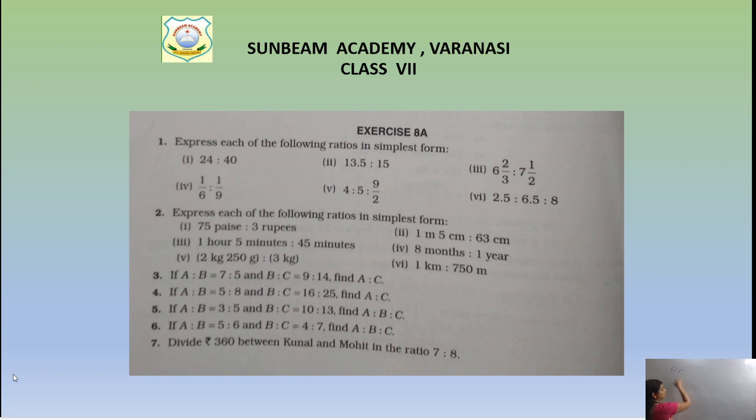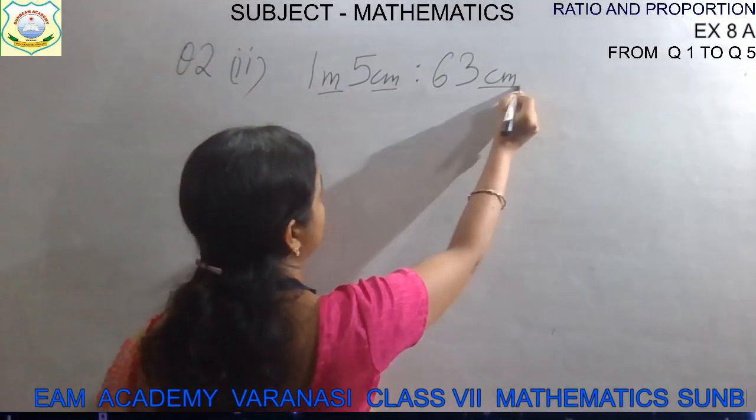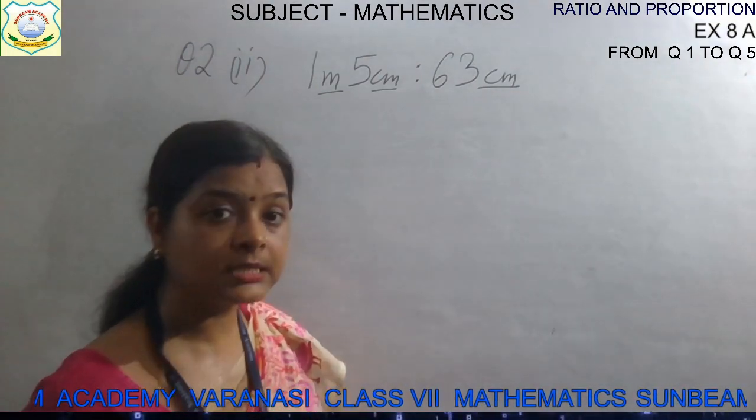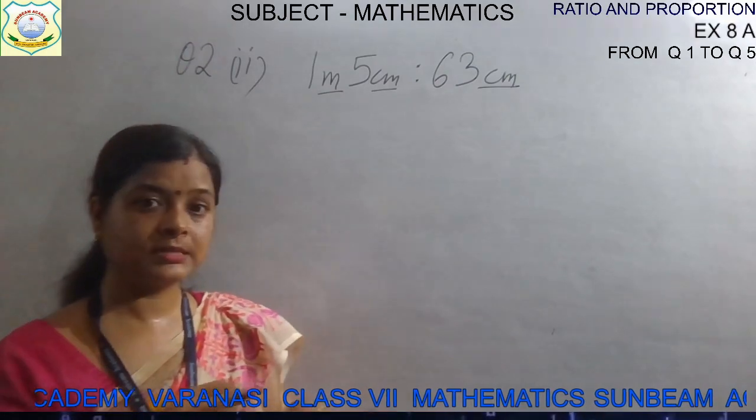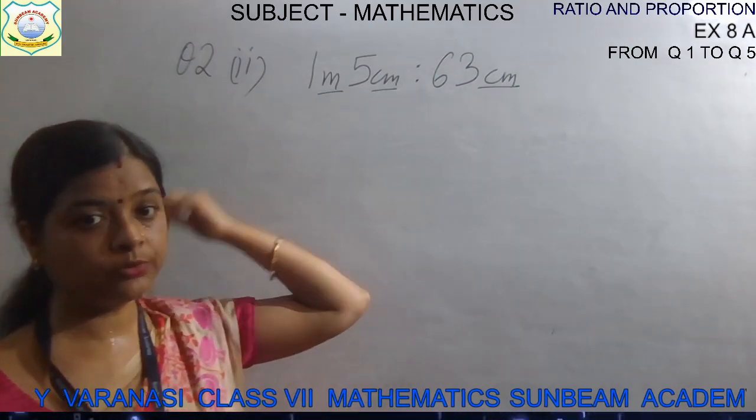second part. It is 1 meter 5 centimeter is to 63 centimeter. Okay, children. If you see, the following ratio is given, but the units are not the same. Somewhere it is written in meter, somewhere it is written in centimeter. So what will we do? We will first convert the units onto the same platform. Either convert all into meters or convert it into centimeter.